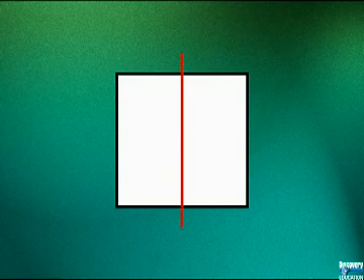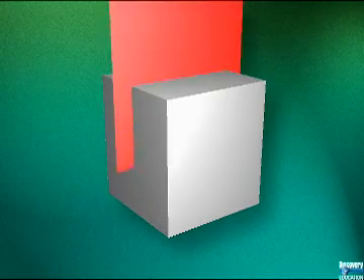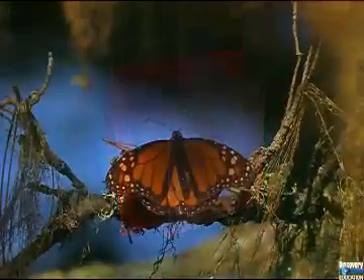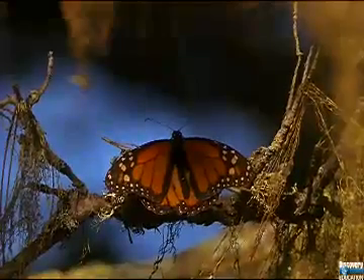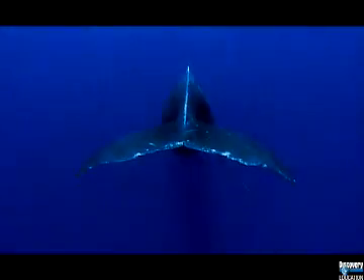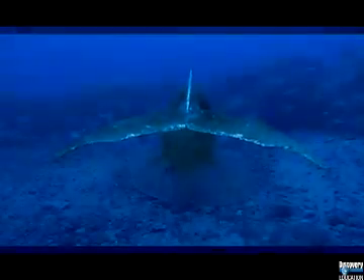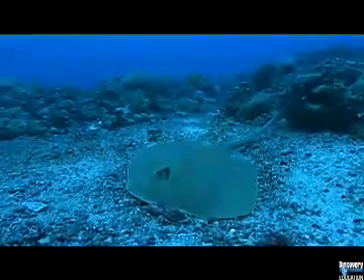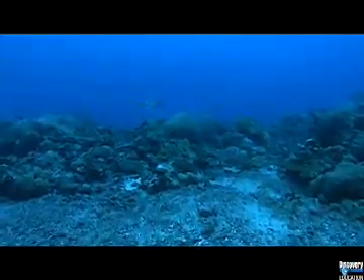If the image is two-dimensional, then this is called a line of symmetry. In a three-dimensional shape, it's referred to as a plane of symmetry. Bilateral symmetry can be seen in the delicate wings of a butterfly. Like the butterfly, most animals in our world have symmetrical features, like the fluke of this humpback whale, or the body of this manta ray, each side an almost mirror image of its opposite side.